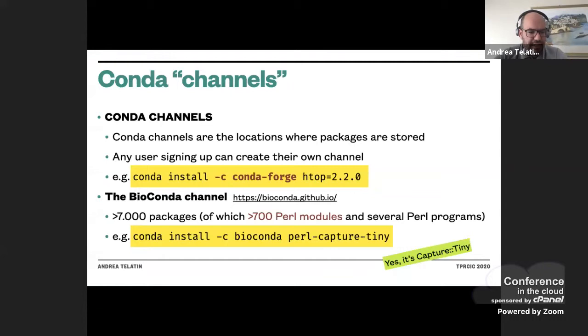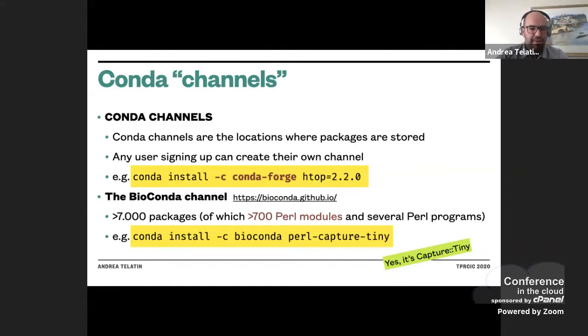In the Bioconda channel, we have more than 7,000 packages. Half of them are R libraries, but it's interesting to notice that 10% are Perl modules, usually needed by other programs. For example, we have Capture::Tiny, that of course is not relevant to bioinformatics only, but it's clearly needed by someone else.